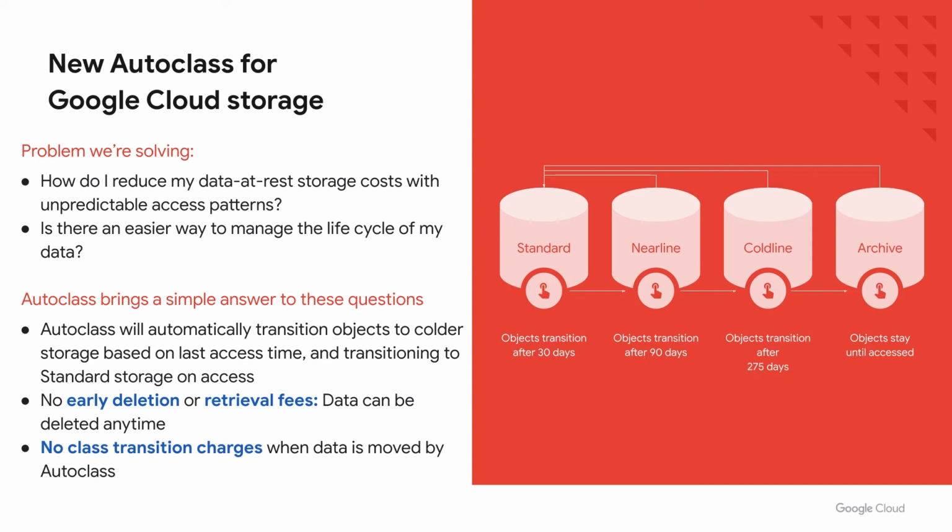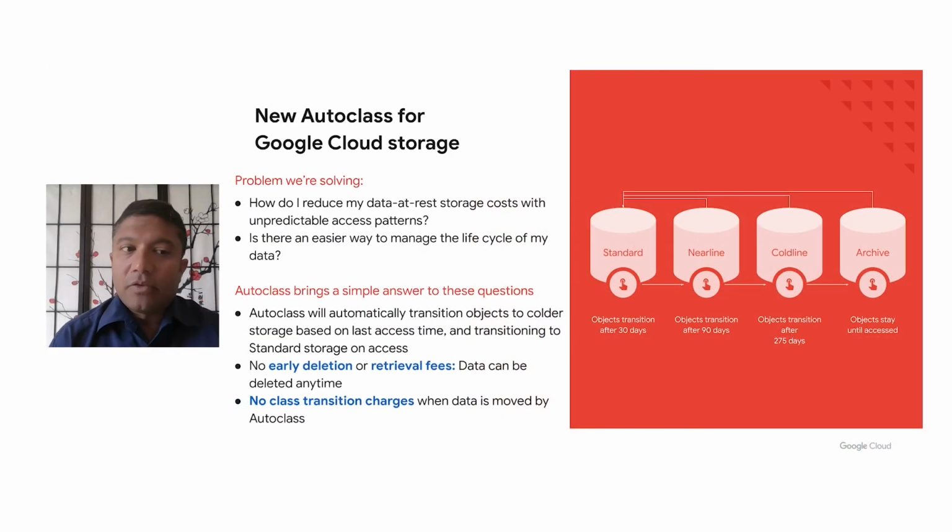And then lastly, is there an easier way to manage lifecycle of my data across the board? Well, the answer is yes. Now with Autoclass, we automatically transition objects to colder storage based on last access time. And then we can transition it back to standard storage based on access as well. This really provides the functionality that customers are looking for.